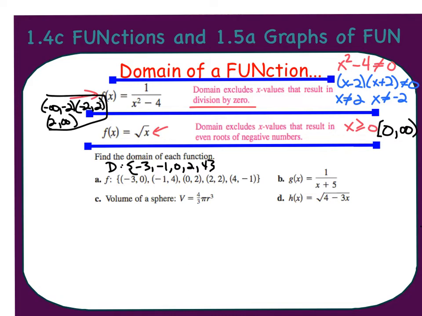All right, let's look at B. What does B have going on? It's a fraction, right? So when I'm talking about domain, what do I need to do with the denominator of a fraction? Set it not equal to 0, exactly. So now I have x plus 5 does not equal 0. When I solve for x, x cannot equal negative 5. So what is my furthest left value? Negative infinity all the way to negative 5, and then I go from negative 5 to infinity.